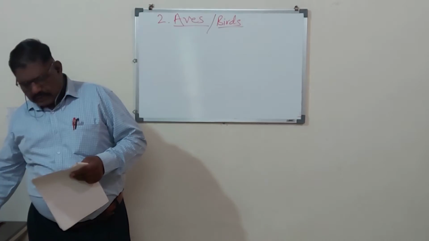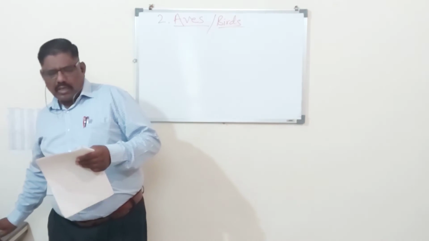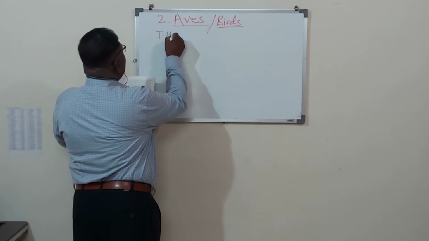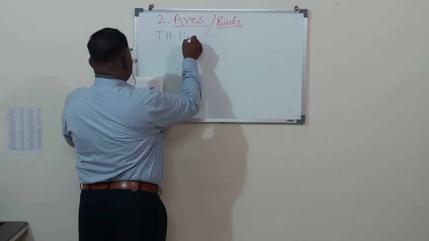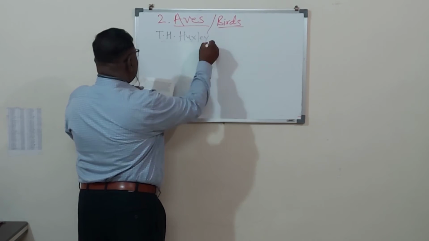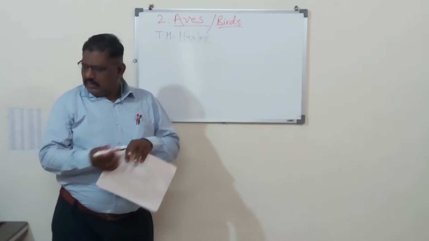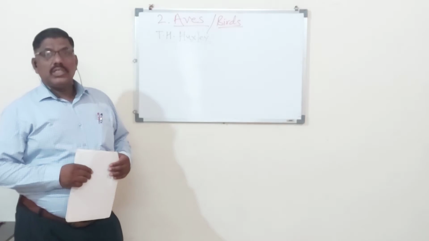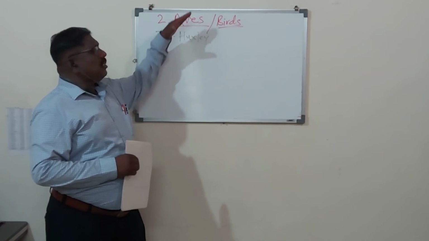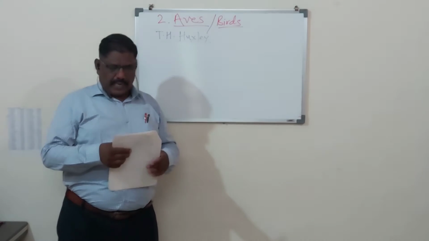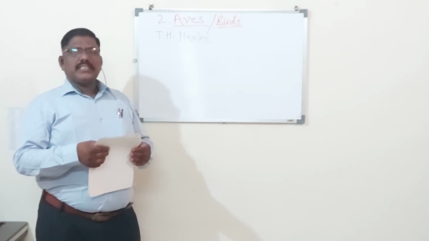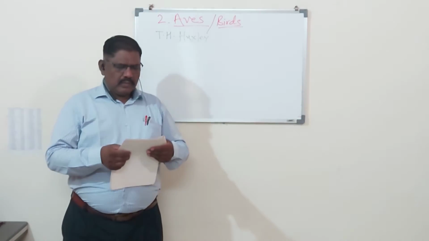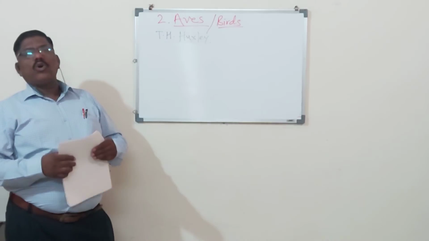So our birds. Now T.H. Huxley, the name of the scientist, T.H. Huxley says that Aves are glorified reptiles. Aves are glorified reptiles, meaning Aves evolved from the reptiles. Now it means birds evolved from the reptiles. Reptiles are the ancestors of the birds. The study of birds is called ornithology.